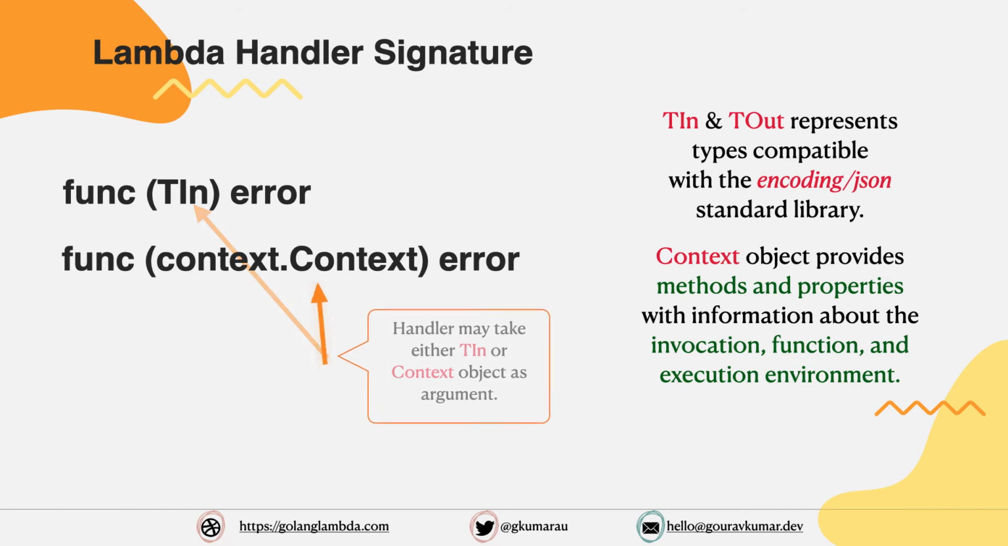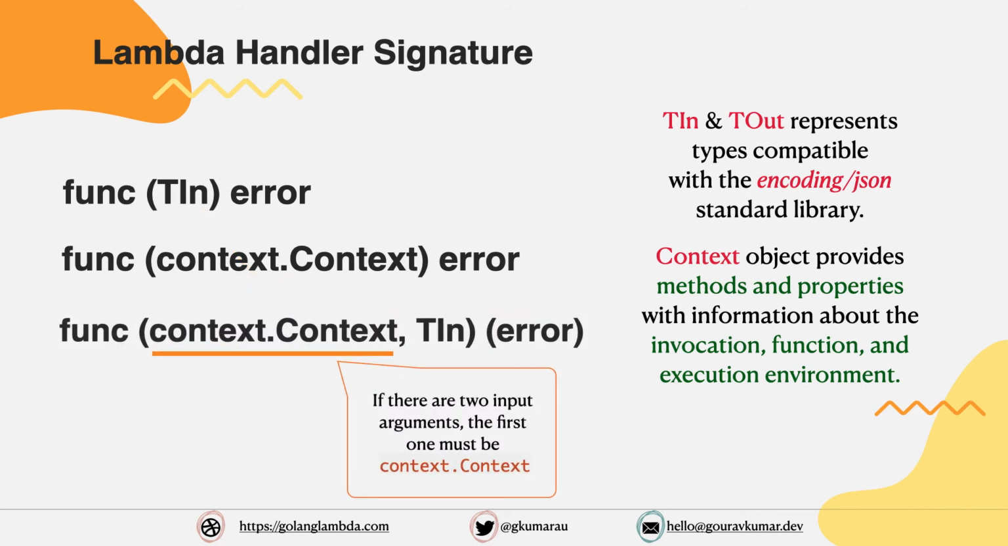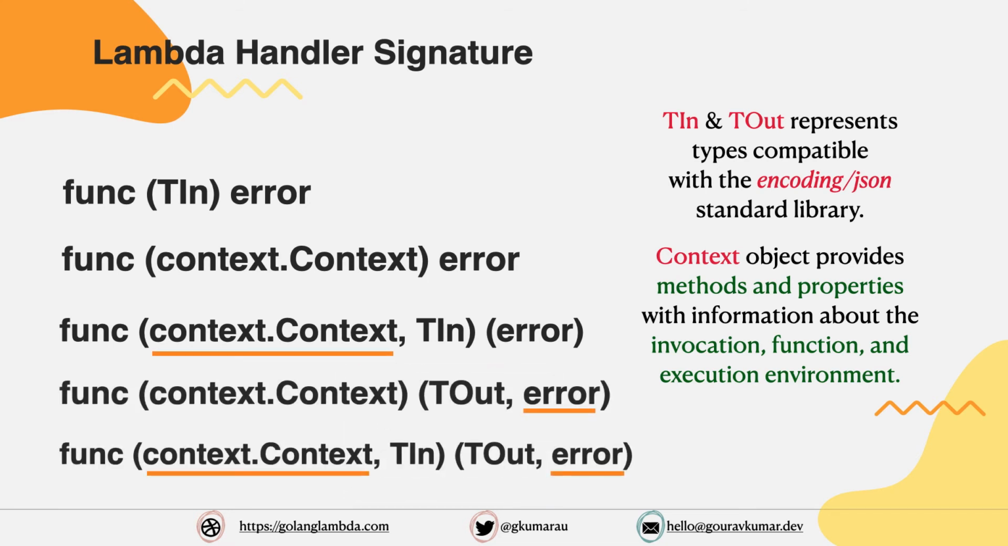If you need to take both the context object and the custom type as input, then the first one must be the context object. So to summarize it, handler function can take 0 to 2 arguments and can return 0 to 2 values. For input arguments, if it's 1, then it could be either context object or a custom type. If it's 2, then the first one must be a context object. For return values, if it's 1, then it must be error, and if it's 2, then the second one must be error.